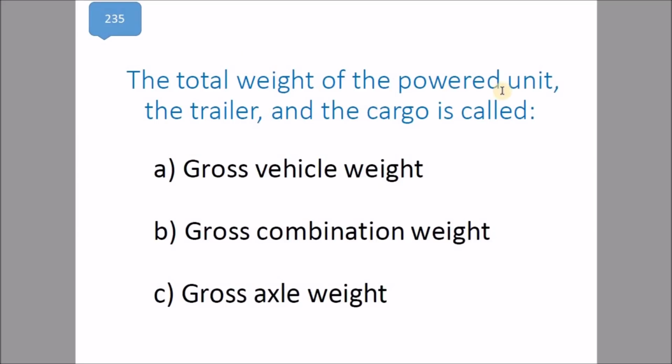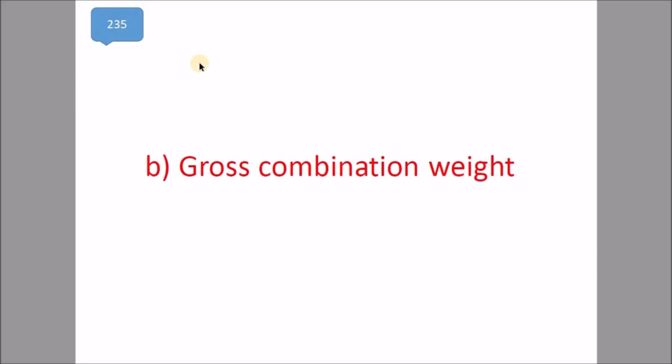The total weight of the powered unit, the trailer, and the cargo is called gross combination weight. Gross combination weight. That is correct. Gross combination weight.